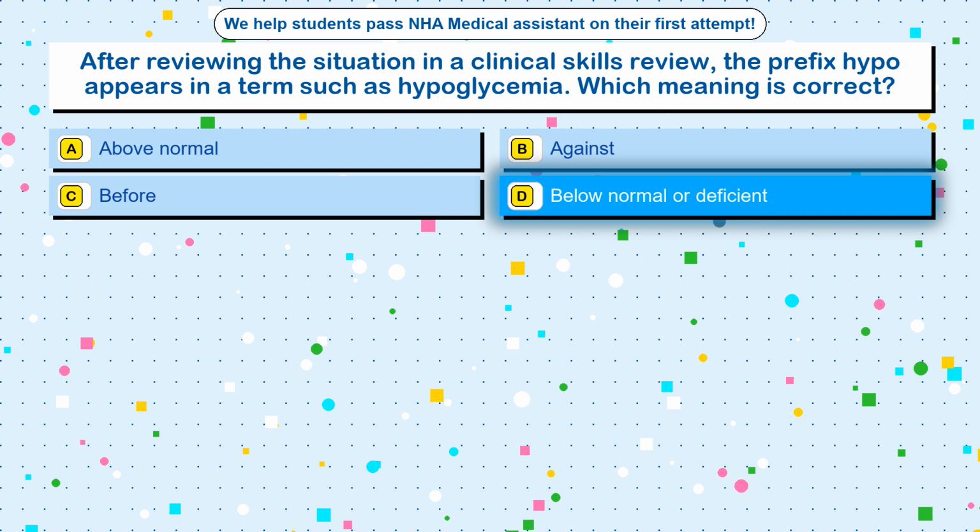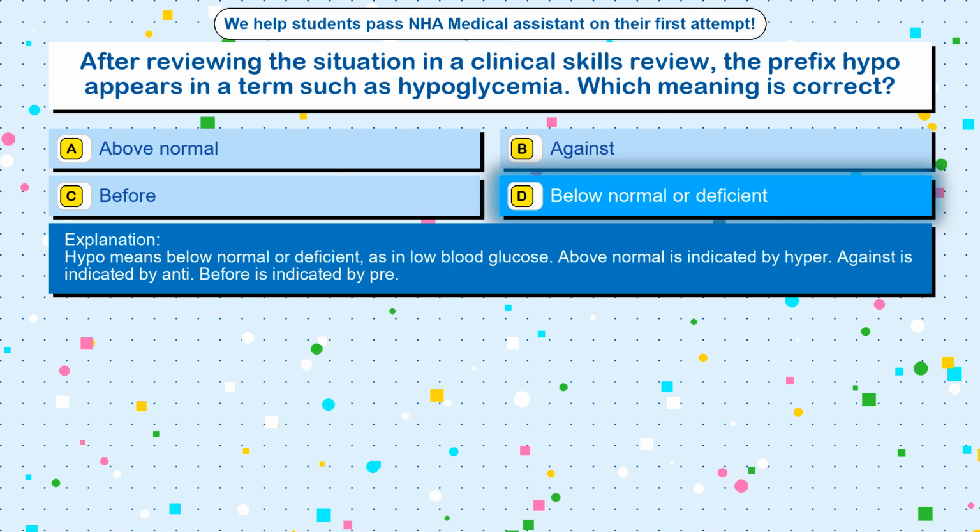Below normal or deficient. Hypo means below normal or deficient, as in low blood glucose. Above normal is indicated by hyper. Against is indicated by anti. Before is indicated by pre.